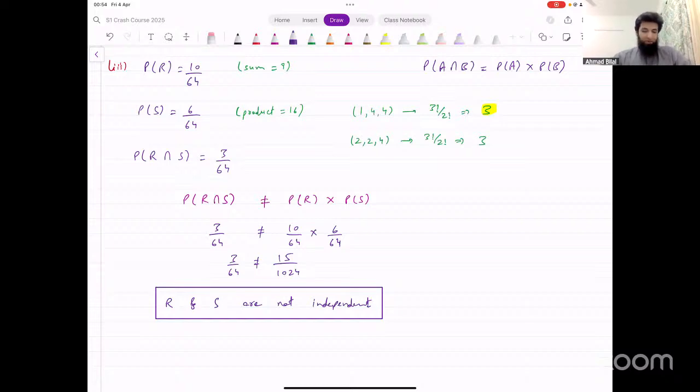Okay, but that's it for today. Tomorrow we do geometric distribution and its questions, and on Saturday we start normal distribution then.